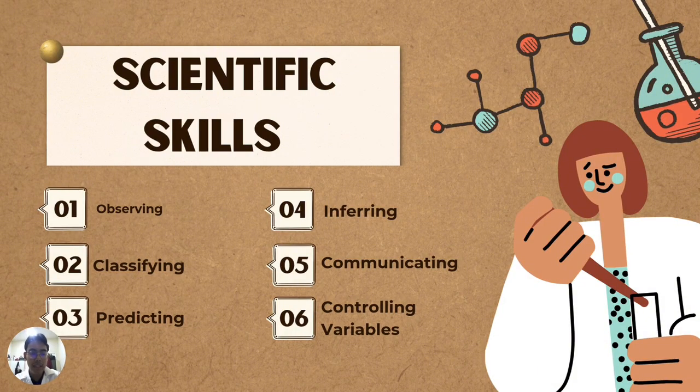So the second one is classifying. The skill of classifying is done when we classify whether the object is floating or non-floating in the table. So next is predicting.